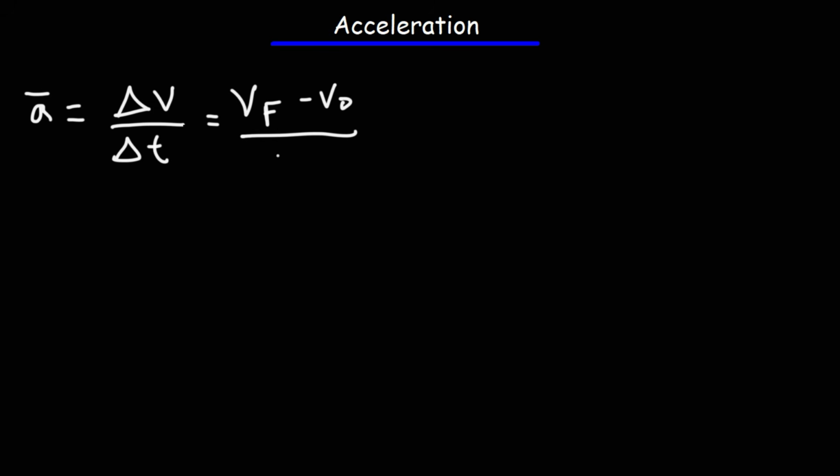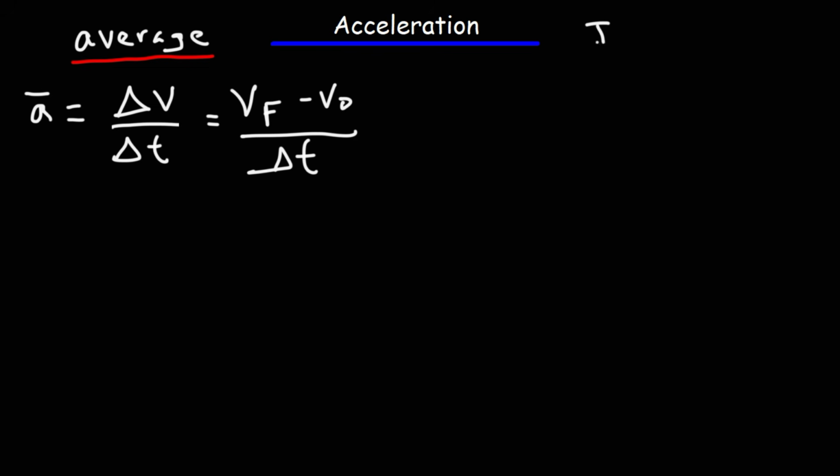Now let's talk about average acceleration. The formula for average acceleration is equal to the change in velocity divided by the change in time. More specifically, it's equal to the final velocity minus the initial velocity divided by delta t. So that's the average acceleration.